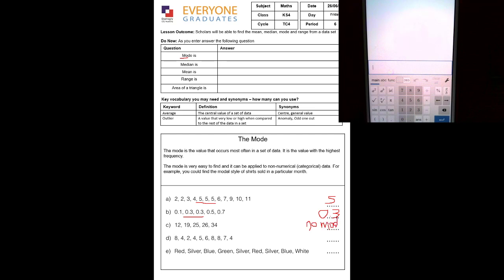So if there's no numbers that stand out, here we've got 4 and 4 and 4. There's only 2 8s. So again, this is harder because it wasn't sorted. So 4. Red, silver, green, blue, silver, red, silver, blue. Okay, so I've got 1 red, 2 reds. I think there's more silvers. And then I've got 1, 2, 3 silvers. So I'm going to write silver.